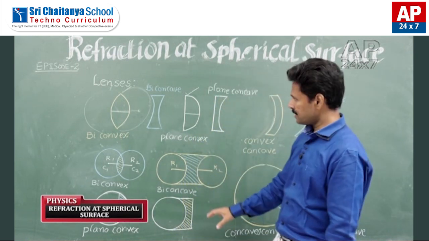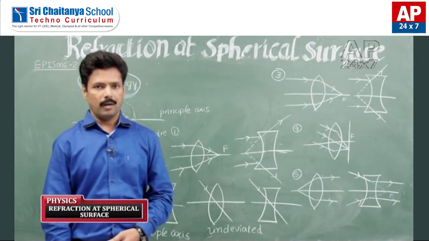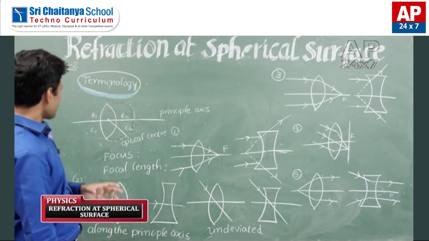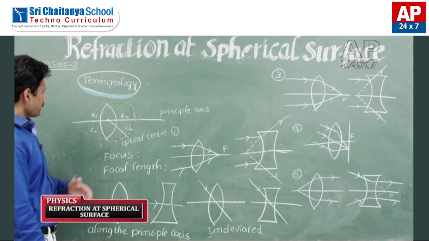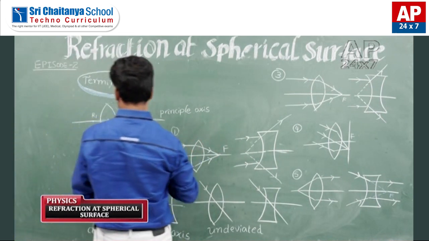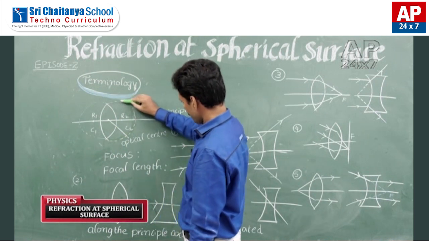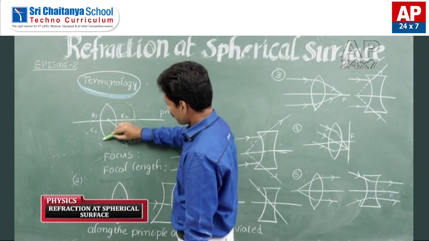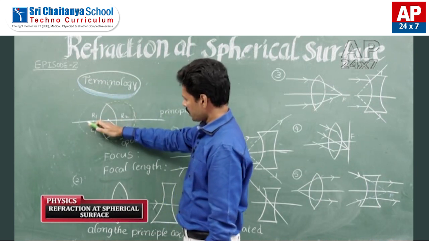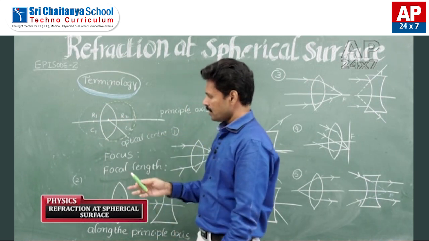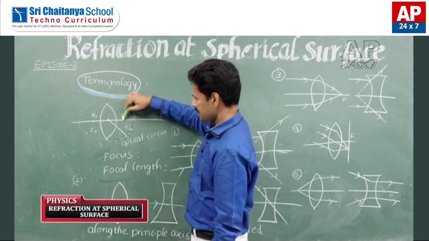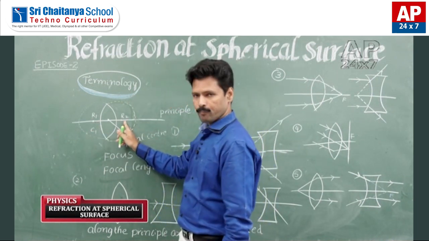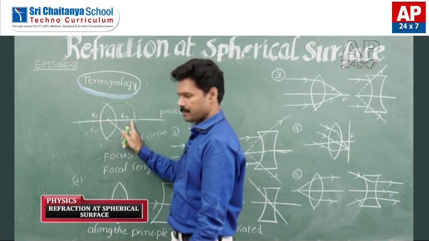Okay, children. So this is regarding the types of lenses. Now let us discuss lenses. First, focus on the terminology regarding lenses. We have here two refracting surfaces. You can see here, this is a part of a sphere like this, and this is a part of a sphere like this. So R1 and R2, and two centers of curvature, C1 and C2. Okay, students, see carefully: two centers of curvature and two radii of curvature.